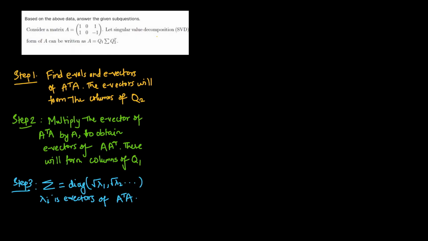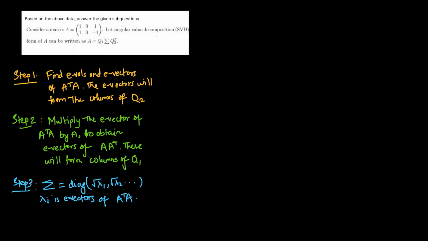The first step is that you find the eigenvalues and eigenvectors of A transpose A, and the eigenvectors will form the columns of Q2. And then you multiply the eigenvectors of A transpose A by A to obtain the eigenvectors of AA transpose. Now this will form the columns of Q1, and sigma will be nothing but the square root of the eigenvalues of A transpose A.